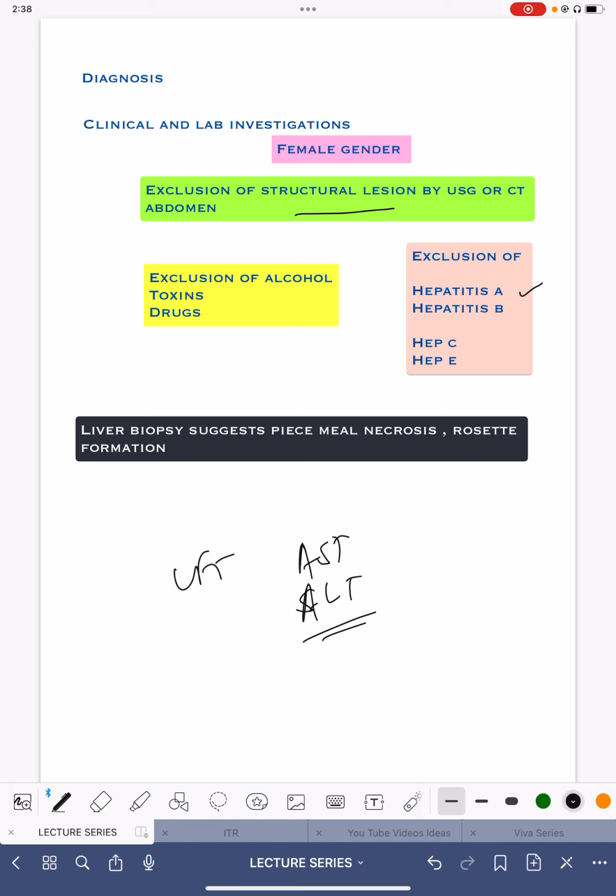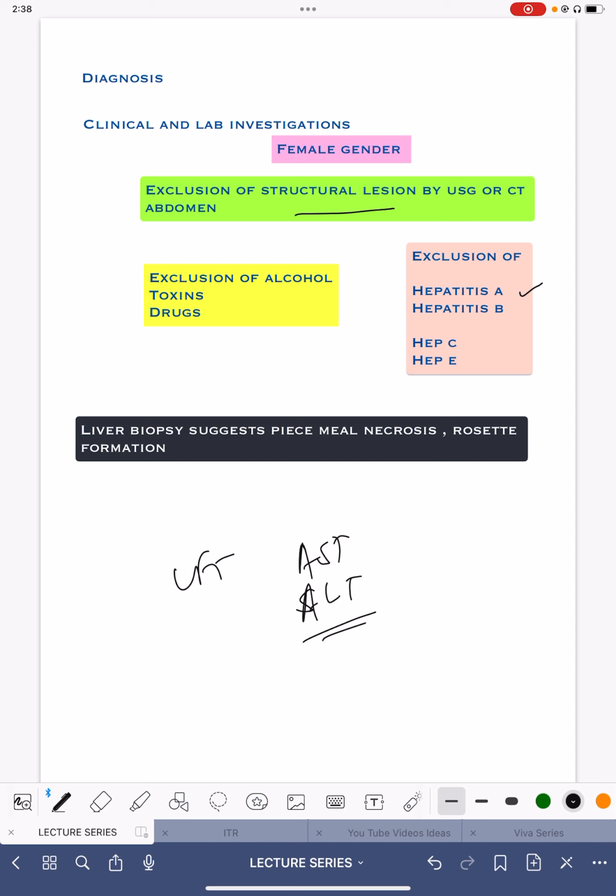hepatitis B, hepatitis C, hepatitis D, hepatitis E, if a patient is presenting with these features and with the presence of positive ANA or positive anti-LKM antibody or the presence of antibody to soluble liver pancreas antigen, we can label that the patient has autoimmune hepatitis.